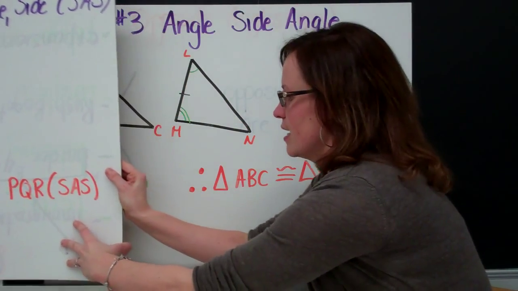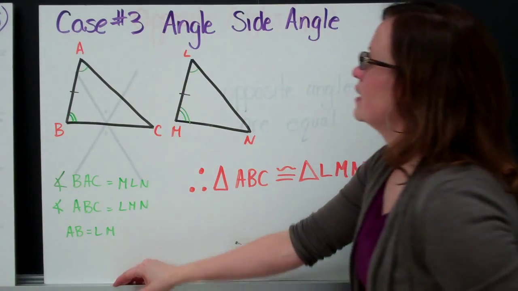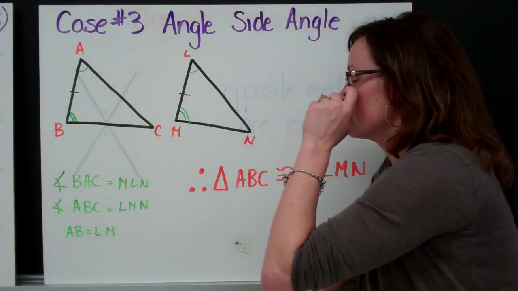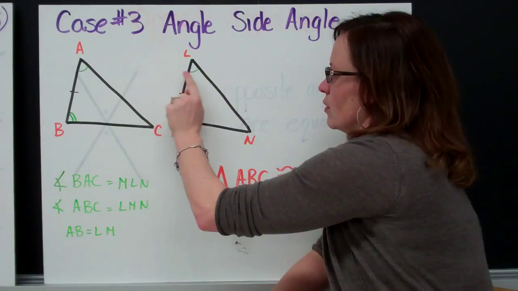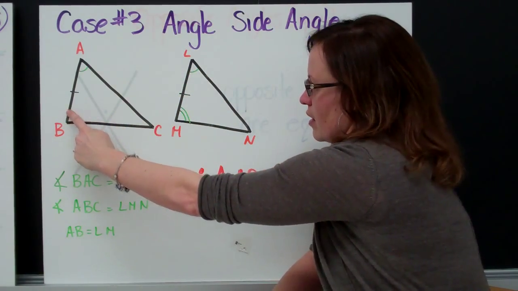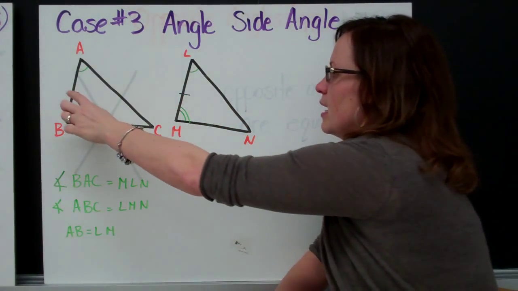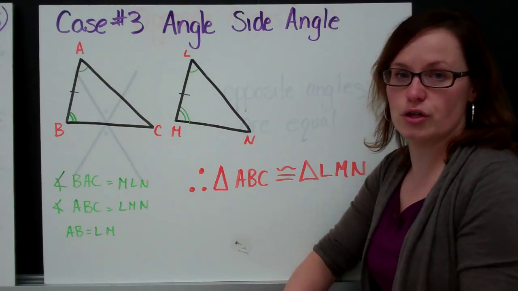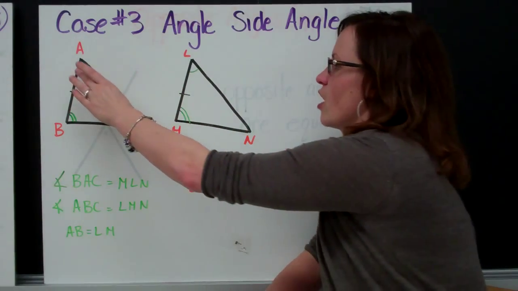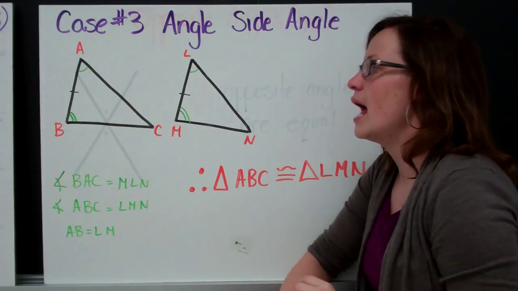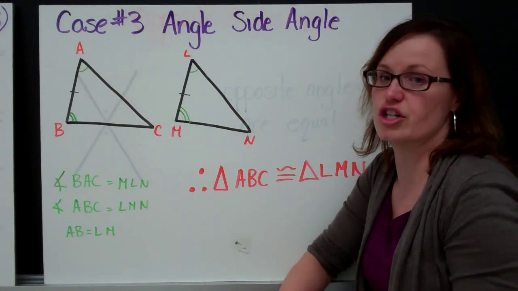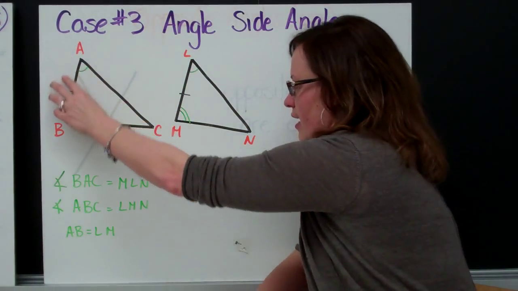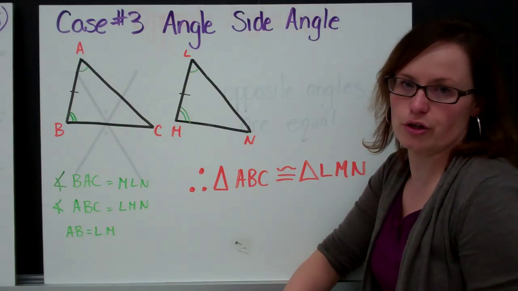And the last case is angle, side, angle. So we have our 2 triangles, and we know that this angle is the same, and these two angles are the same. We know that these sides are the same. So the rule is if you have two pairs of common angles, which we do, and one common side, which is between or connects those two angles, which it does, then your triangles are congruent.